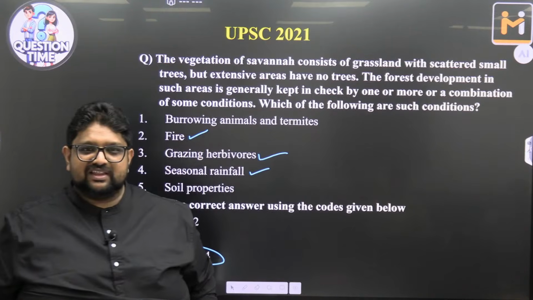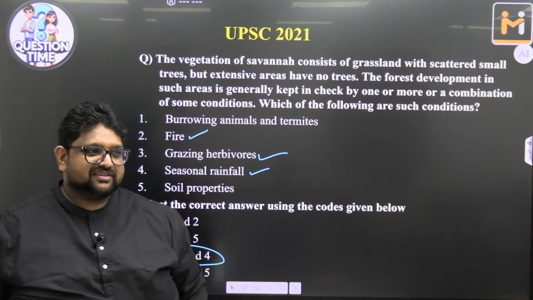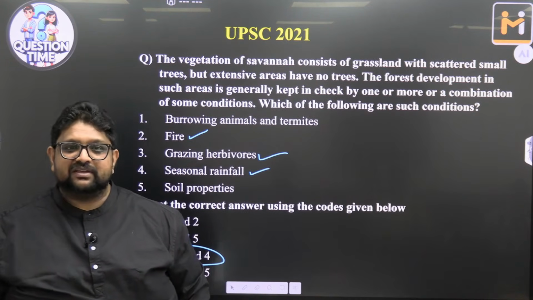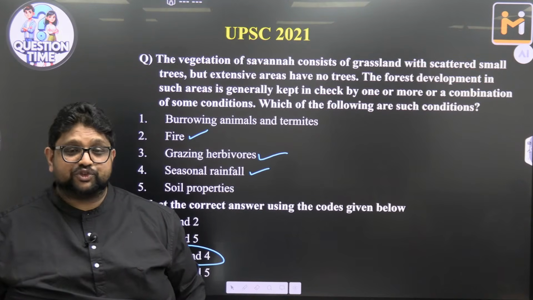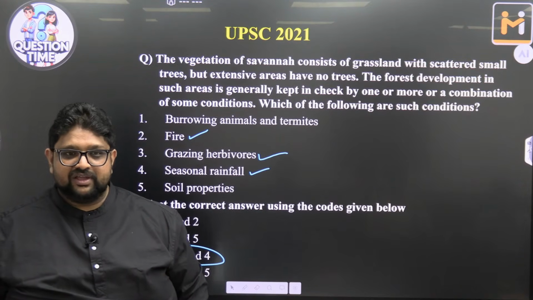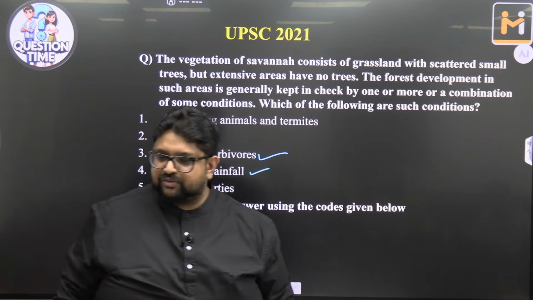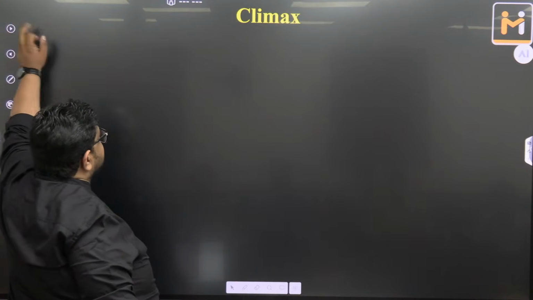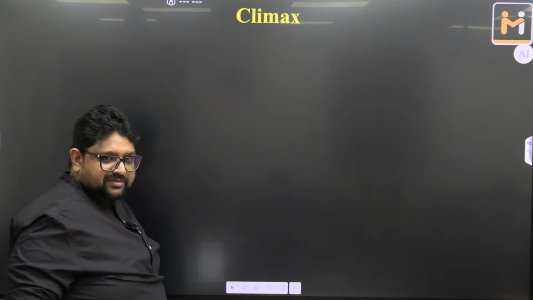You have heard of Shola forest in the Nilgiris. Tomorrow you tell me about Shola forest. What are Shola forests? Okay, we'll stop here. We'll continue tomorrow with the climax. What is climax community and what are the different factors, and with climax the community ecology will be complete.